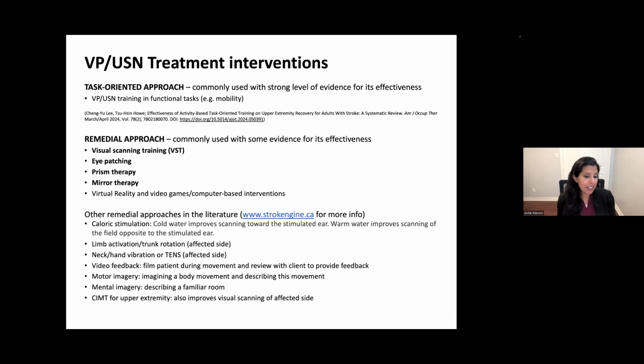But what we found in the literature is that when they were tested for visual scanning abilities, clients who used CIMT to improve motor function actually also had improvements in visual scanning ability on their affected side. So that was found as an offshoot, and it showed that CIMT can not only help motor function, but could help other areas of function as well.